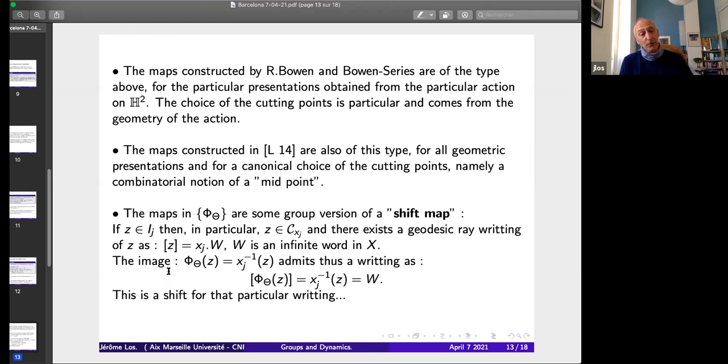And now the map is applying xj minus 1 to this point. If you apply that and you compute, you observe that the action of this map on this particular point is just shifting by removing the first letter xj. In other words, phi, one writing of this image is just the infinite word w, which is another point on the boundary. And for that particular writing, it's a shift map.